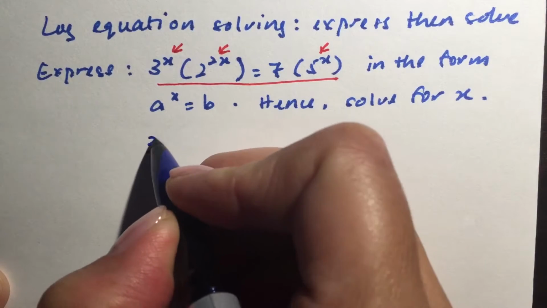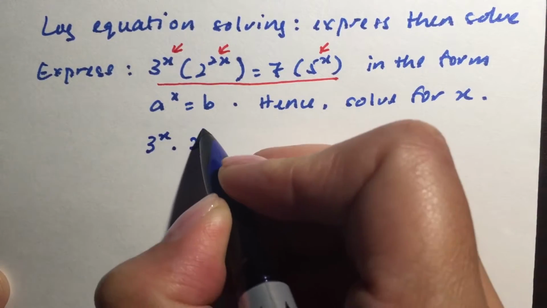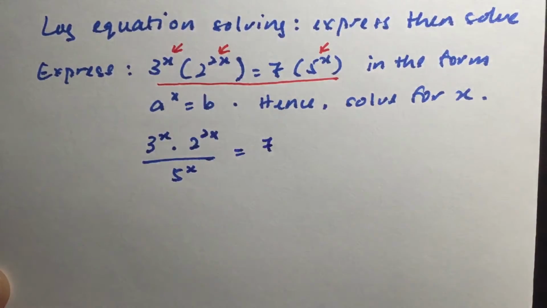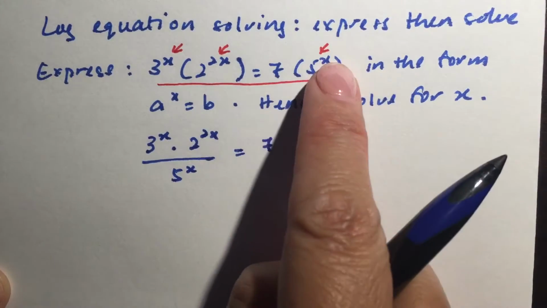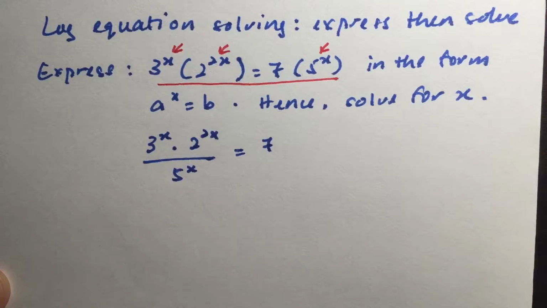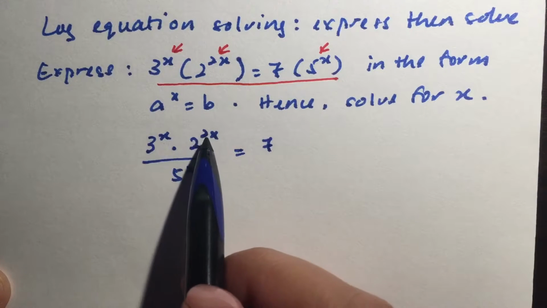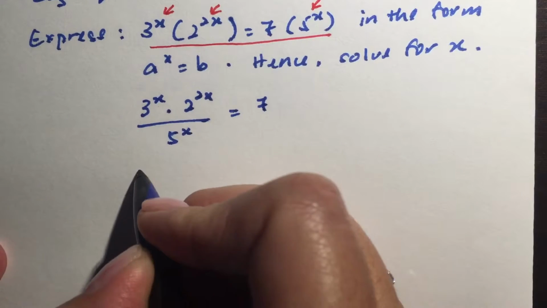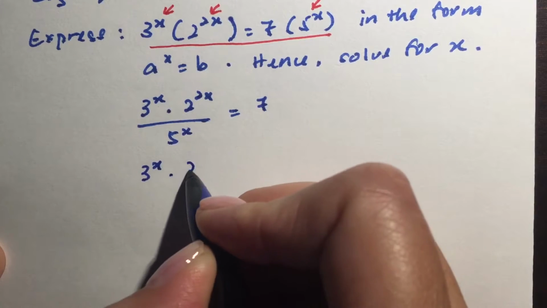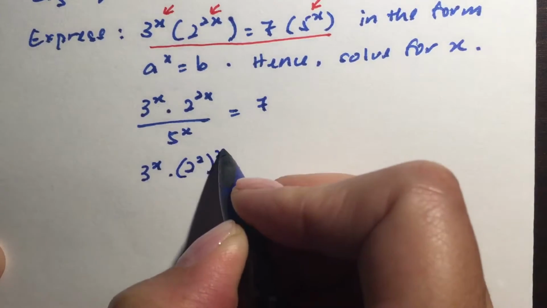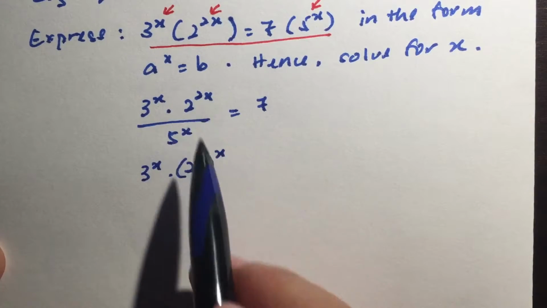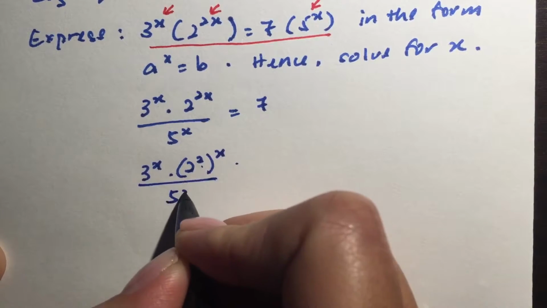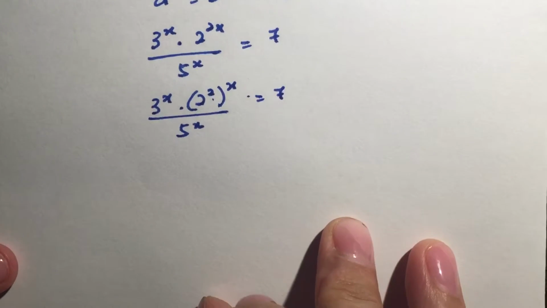So we have 3 to the power x times 2 to the power 2x over 5 to the power x will give me 7. So what I've done so far is bring all the x terms to the same side. Now, this is x and this is 2x. I want to make all of them have x only. So what I can do is write 2 squared to the power x, because by the law of indices, 2 times x is 2x, right? So I'm going to write it this way. Just be patient and you will see what I'm trying to do.